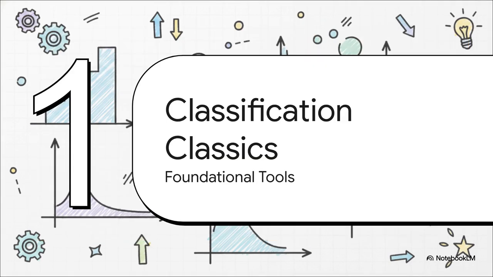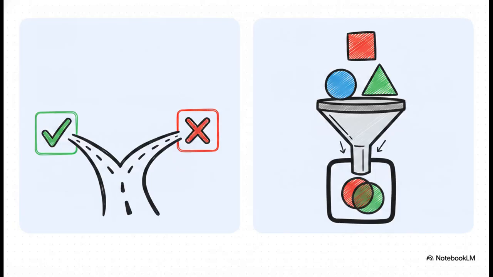Section 2. The classification classics. These are the foundational tools used for sorting data. Let's pit two legendary functions against each other, Sigmoid and Softmax. Now, both of these take vectors and squash them into a range between 0 and 1. But they have very specific jobs.